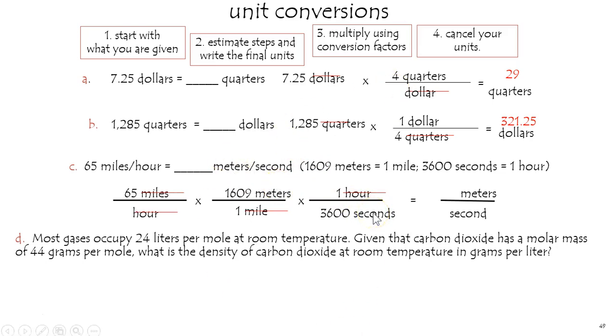It must be correct. Students have a really bad habit of not putting any units here. They just write 1609, they write 1 over 3,600, and they make careless errors. Avoid it by doing this systematic method. That's 29 meters per second.